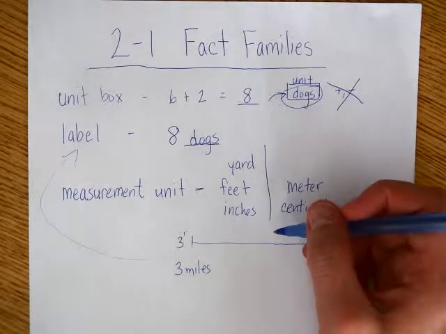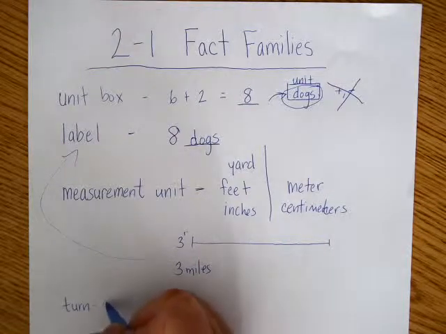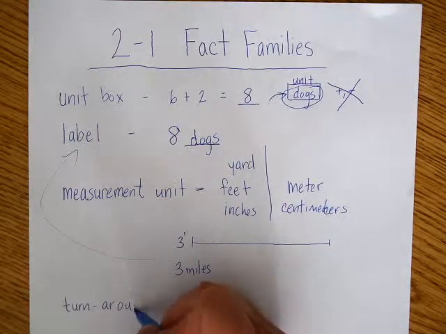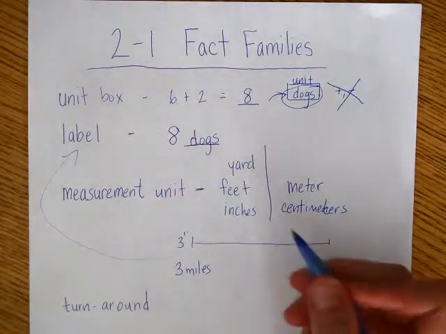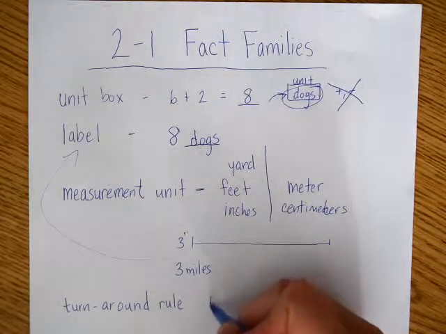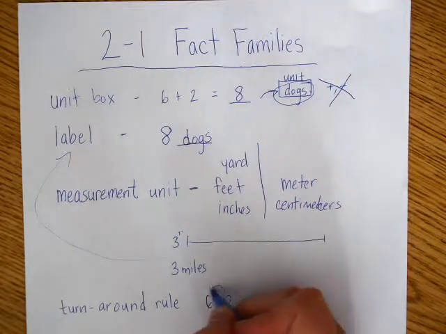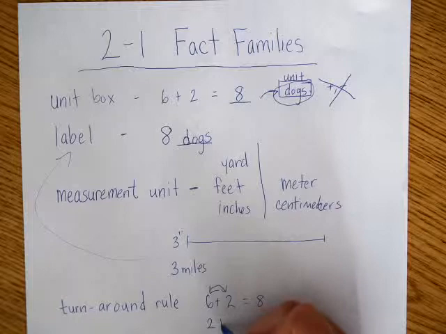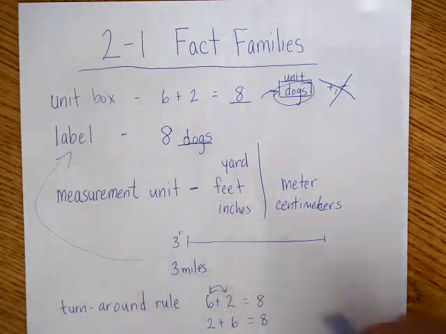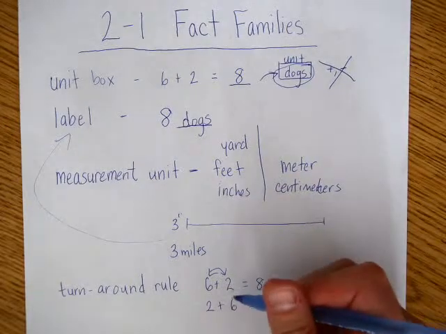Alright, this vocabulary word: turnaround rule. So a turnaround rule is basically saying that you can turn the numbers around and get the same thing. So when you're adding, that works. 6 plus 2 equals 8 is the same thing as if I turn these numbers around and do 2 plus 6 equals 8. That's the turnaround rule. Okay, you can turn the numbers around and get the same thing.